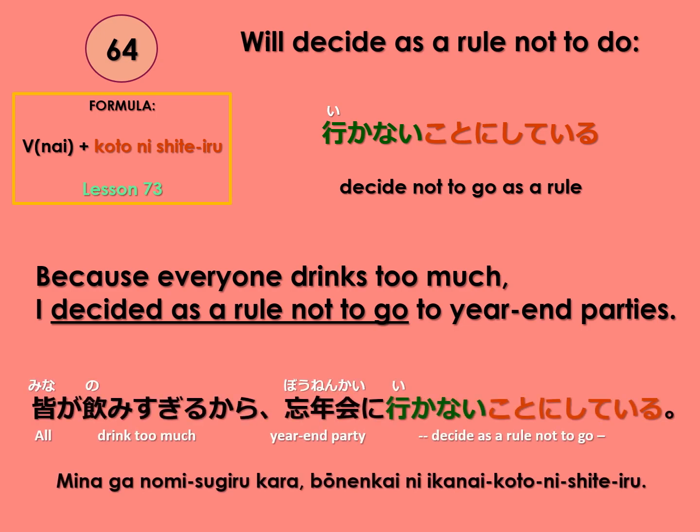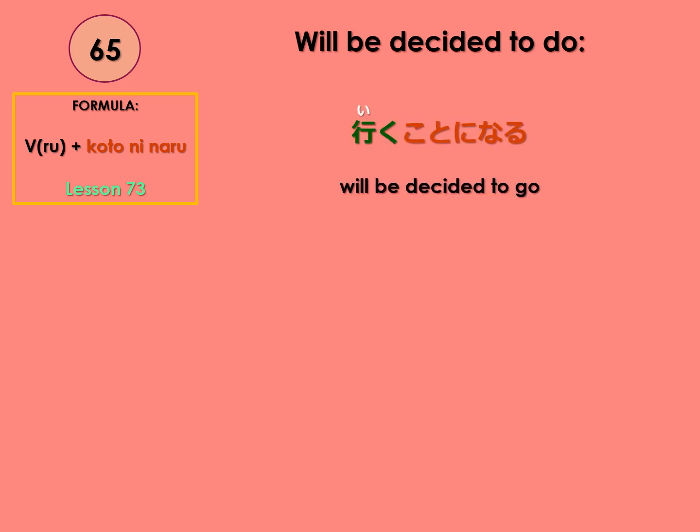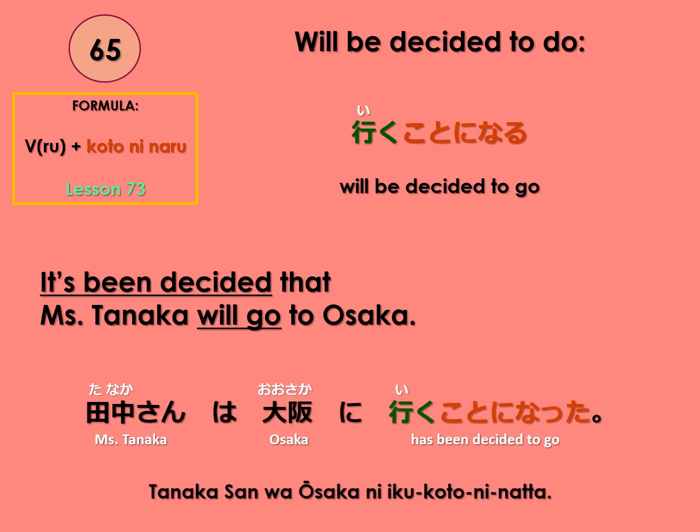みんなが飲みすぎるから忘年会に行かないことにしている。65番 Be decided to do, meaning someone else unnamed makes the decision for you. ることになる。Also lesson 73. Will be decided to go. 行くことになる。It's been decided that Miss Tanaka will go to Osaka.